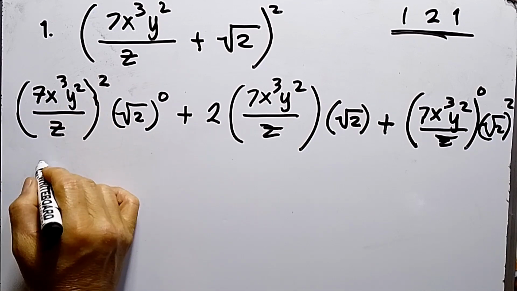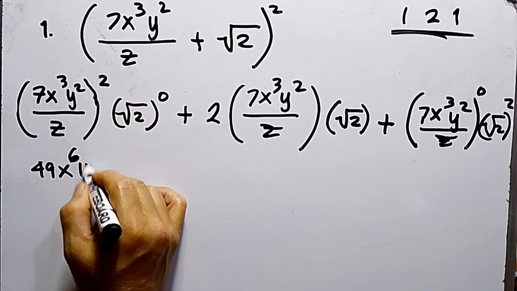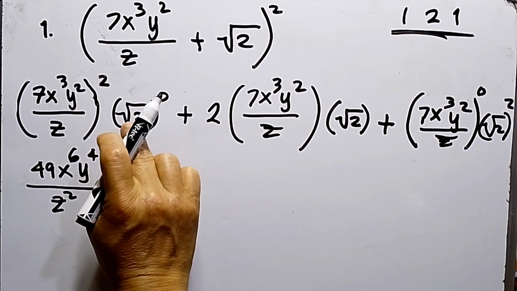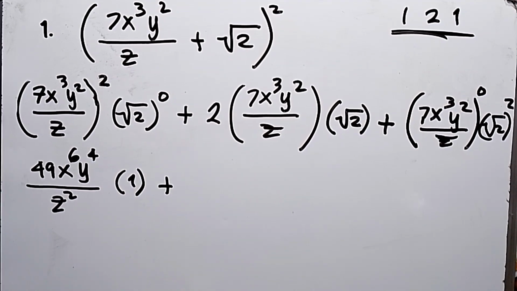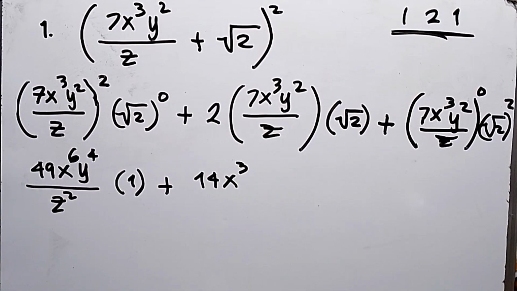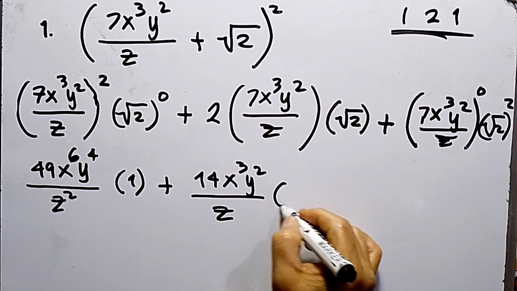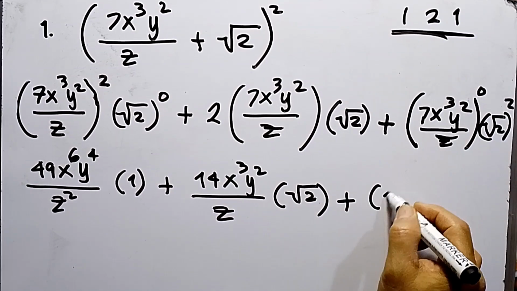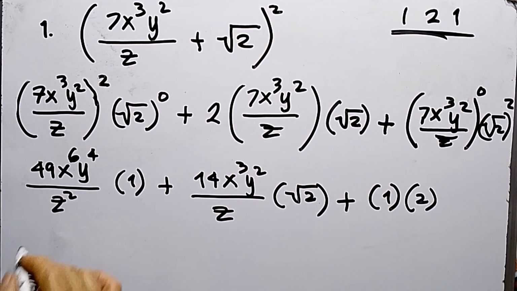So this will be 49, 2 times 3 is 6, 2 times 2 is 4, then over y squared. Then a variable or a number raised to 0 will be equal to 1. Then plus, so this will be 14 x cubed y squared over z times square root of 2. Then this will be plus 1 times square root squared, that will be equal to 2.